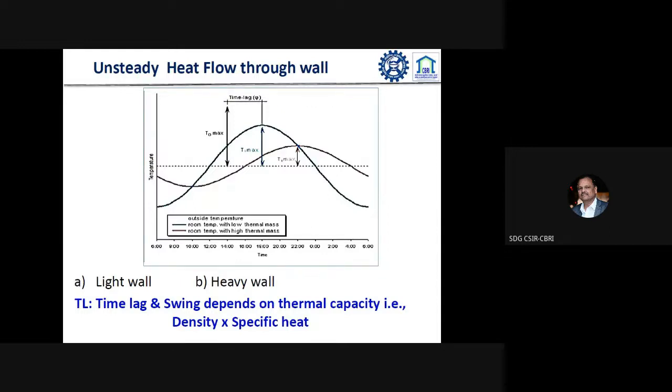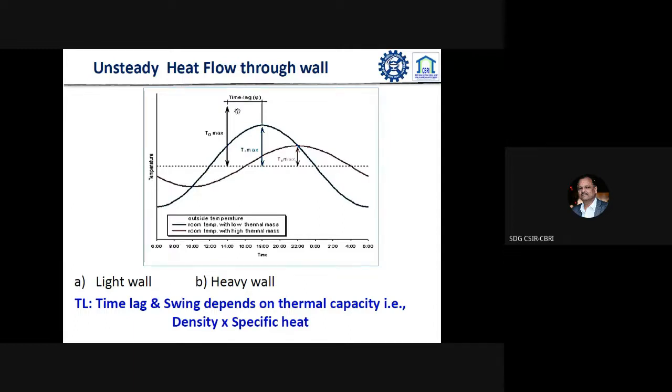In the unsteady case, a lightweight building envelope performs differently than a heavy wall. A light wall may have less storage capacity, but a heavy wall has more heat storage capacity. That's why we find a temperature difference in the heavy wall building envelope compared to the light wall envelope. And there is also one term associated with this.